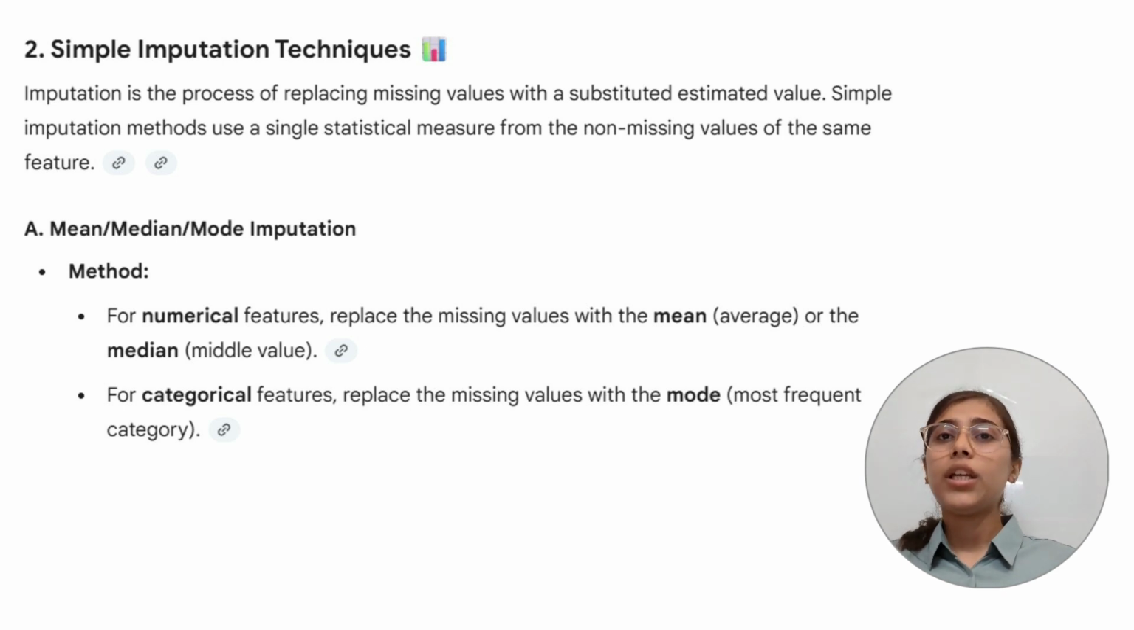A. Mean, median, mode imputation. Now method. For numerical features, replacing the missing values with the mean, which is average, or the median, the middle value. For categorical features, replacing the missing values with the mode, the most frequent category.